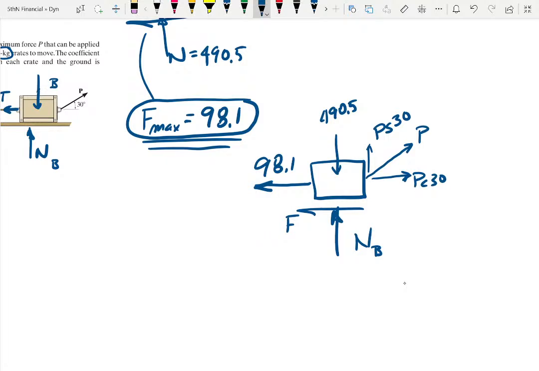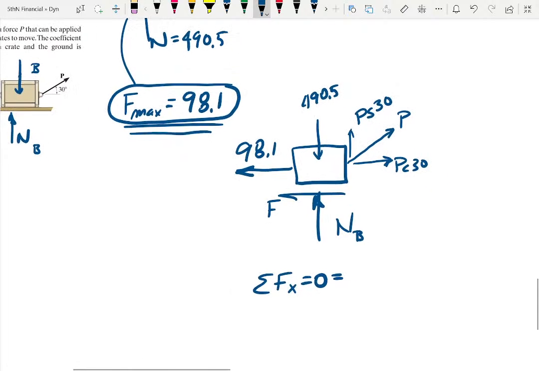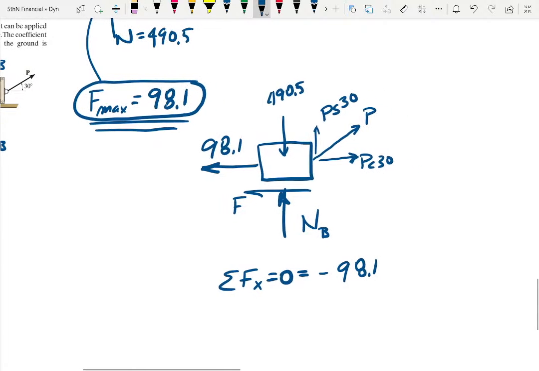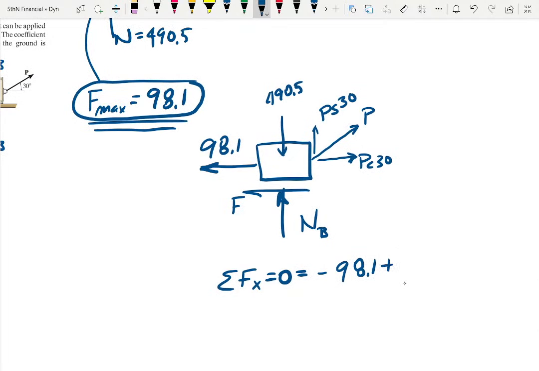So first thing is, this is going to break down in a bad way, because some forces in the X gives you minus 98.1 plus P cosine 30 minus this friction right there. And I'll just call it F for right now. Then the sum of the forces in the Y equaling 0.